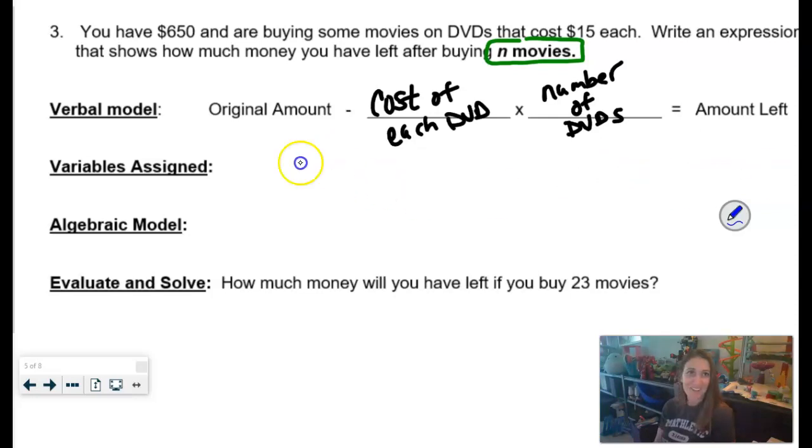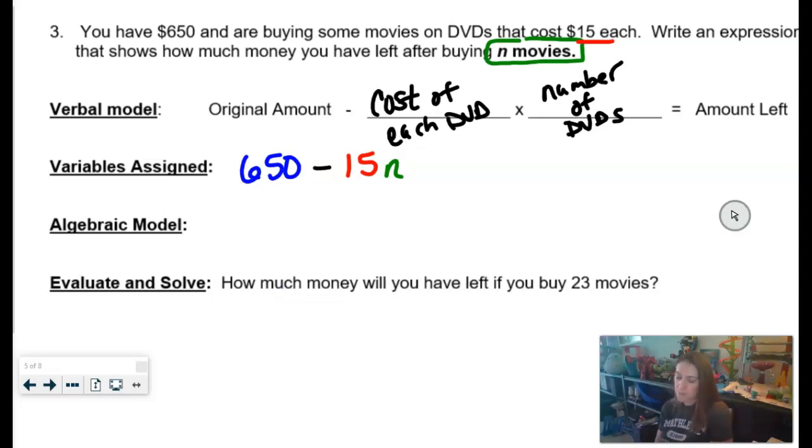All right, so the original amount was $650. I have $650, and then I'm going to subtract from that the cost of each DVD, which is given to you up here. It's $15 each. And then times a mystery amount of movies. That's the algebraic expression that tells me how much money I have left.